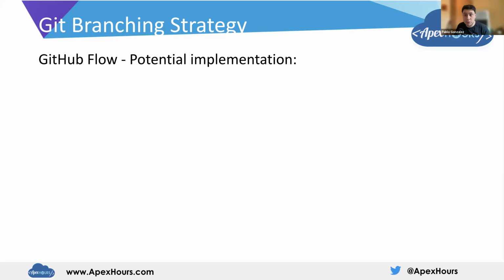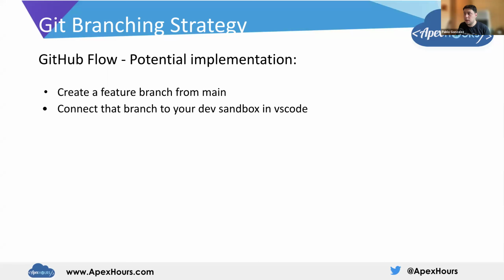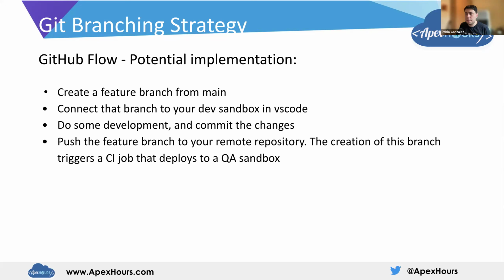Well, one potential way this could work, and don't take this as a recipe, is you create a feature branch out of main. You connect that feature branch to your sandbox in Visual Studio Code. You make your changes there, and you commit those changes to that feature branch, right? Then you push the feature branch to the remote repository. And just creating the feature branch automatically triggers a continuous integration job that does a Git-based deployment of the contents of that feature branch to a QA sandbox.